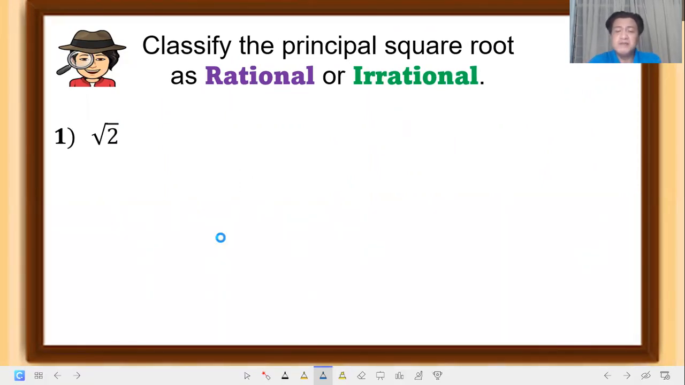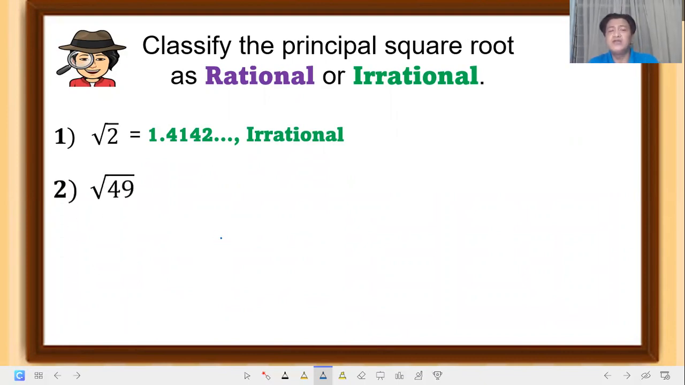No, di ba? So, ibig sabihin niyan, that is irrational. Ganun lang siya. You can use the definition. Kapag in-square root mo ang 2, ang value niya is 1.4142 and so on and so forth. Continue siya, never ending. So, therefore, that is irrational. Okay, what about this? Square root of 49.